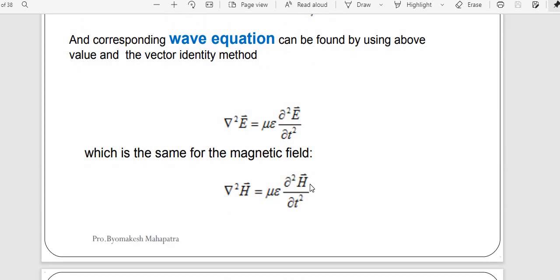The relation can be understood by considering its wave equation. By applying the curl twice, what we call second order, that becomes the wave equation. So del squared E is equal to mu epsilon dou square E by dou t square for the electric field component. For the magnetic field component, del squared H is equal to mu epsilon dou square H by dou t square. If it is E here, we have to put E there. If it is H here, we have to put H there.